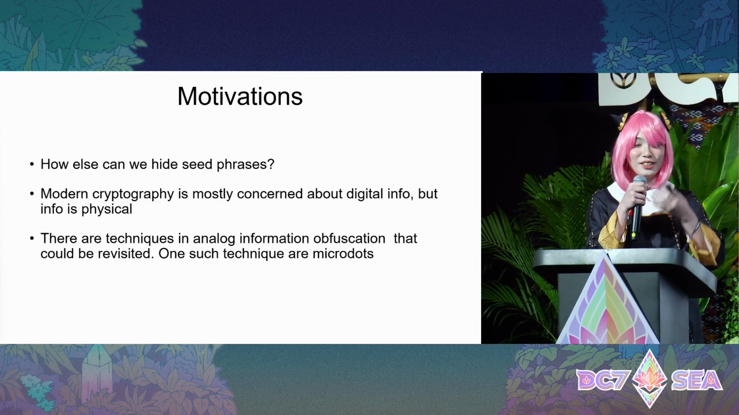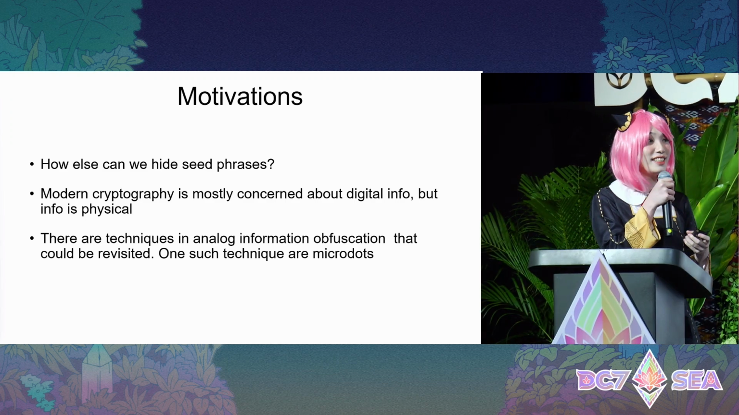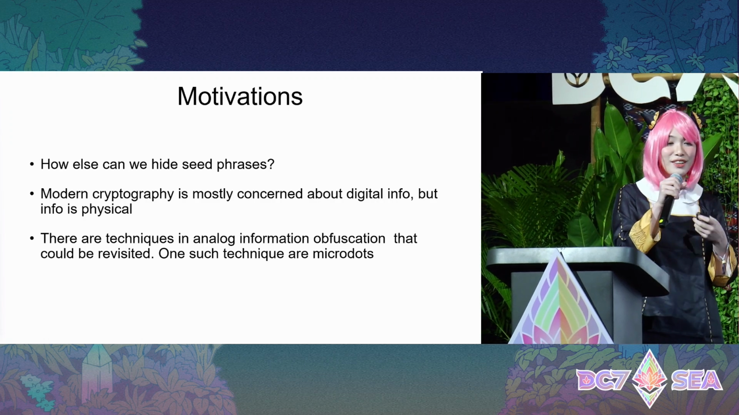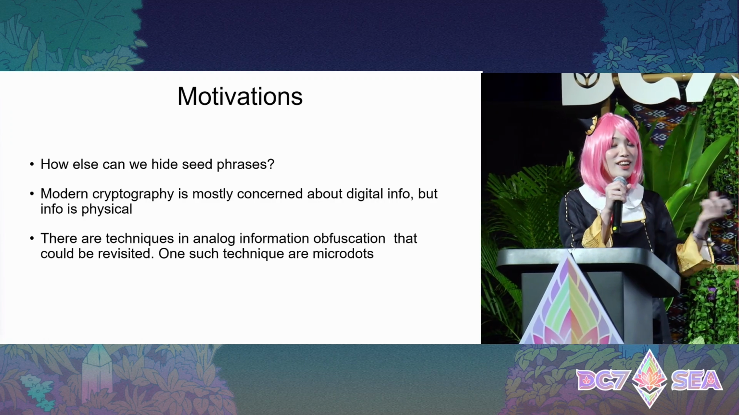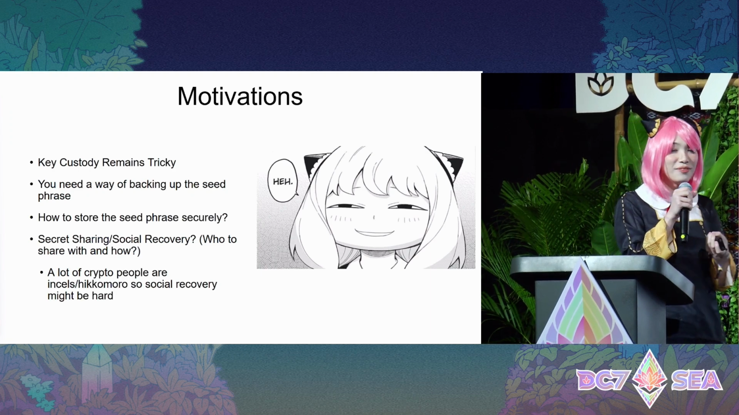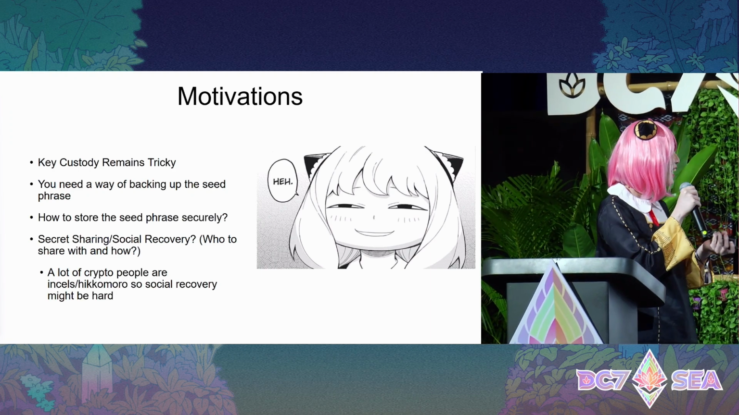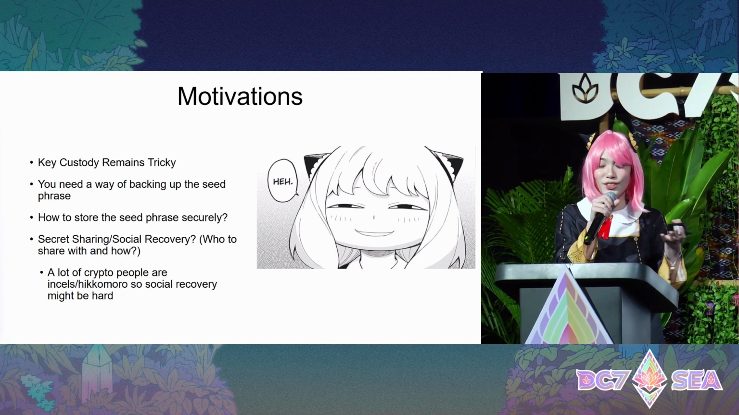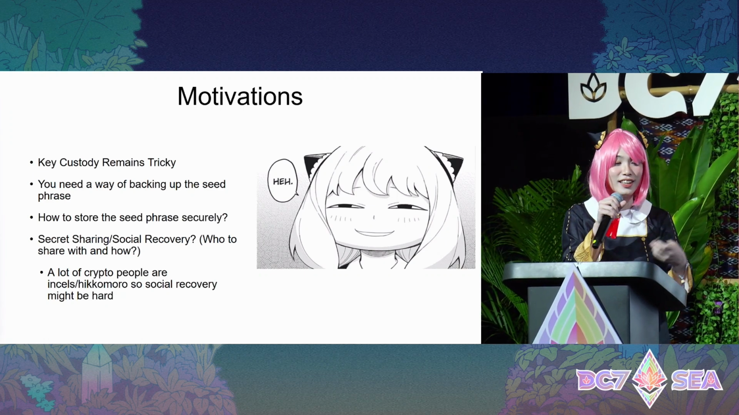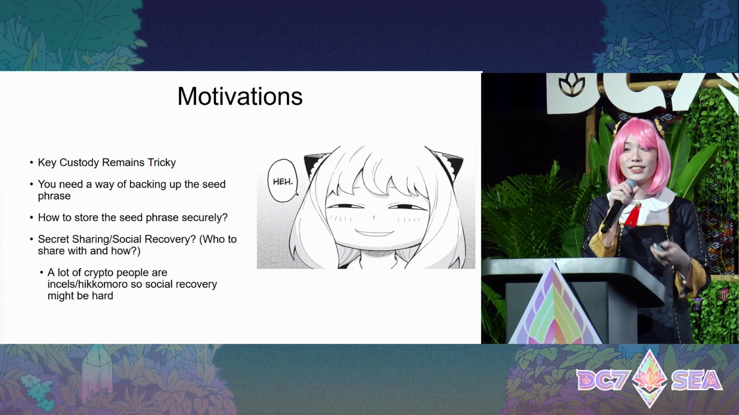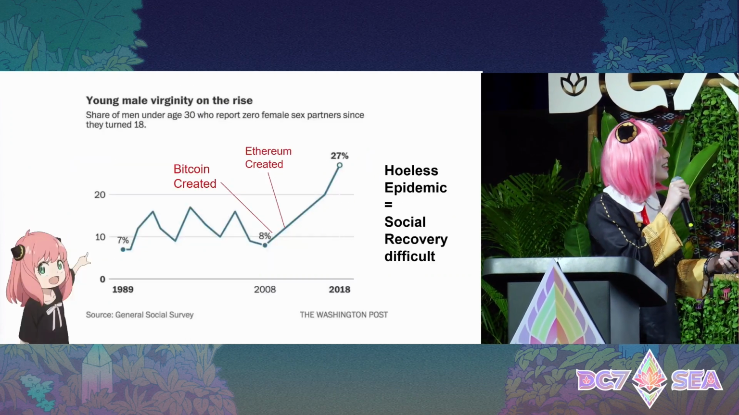I guess there are a lot of questions about OPSEC and how you can hide seed phrases. A lot of the processes are all digital, but what if there are physical processes that can obfuscate stuff? Key custody remains a huge problem. There are secret sharing and social recovery practices, but I know a lot of crypto people are incels, like hikikomori, so social recovery might be hard.